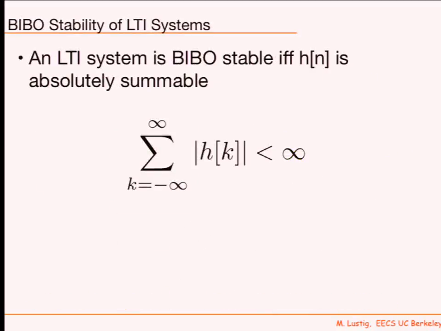Now we mentioned LTI systems. What is BIBO stability? The rule for BIBO stability is that if and only if the impulse response is absolutely summable, meaning the sum of the absolute value is bounded, then you are guaranteed that a bounded input gives a bounded output for LTI systems. The proof for this is actually quite simple.